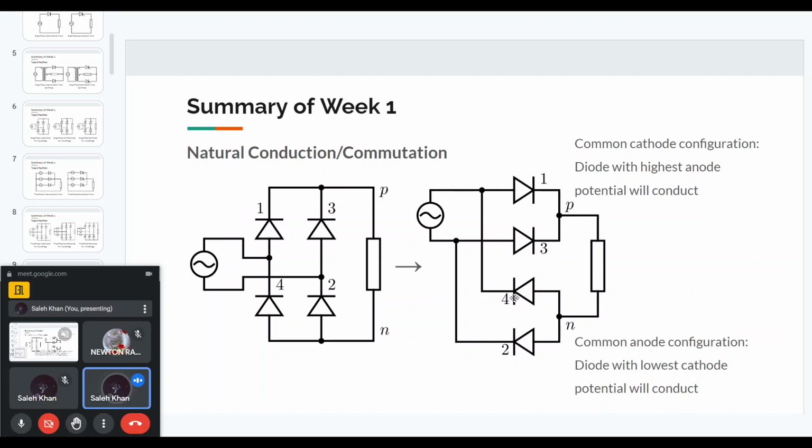And for the common anode configuration, you will see which diode has the lowest cathode potential. So that is called natural commutation or conduction. And for thyristors, this will be the portion where the alpha angle will start. The point where one diode has the highest potential, at that point the thyristor angle will start. We can start alpha angle from that point.